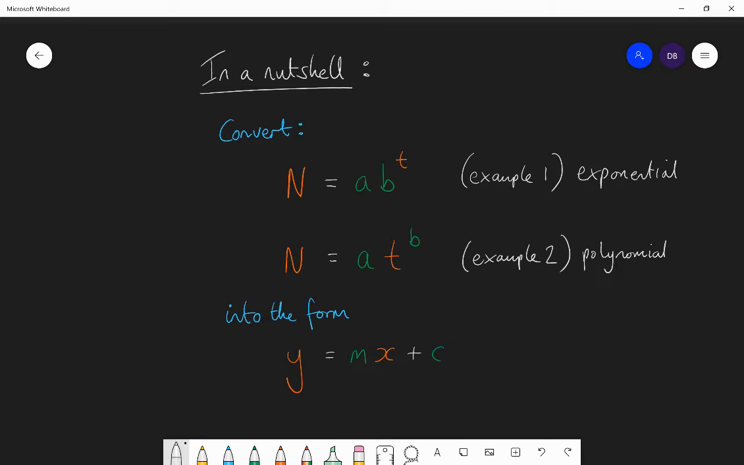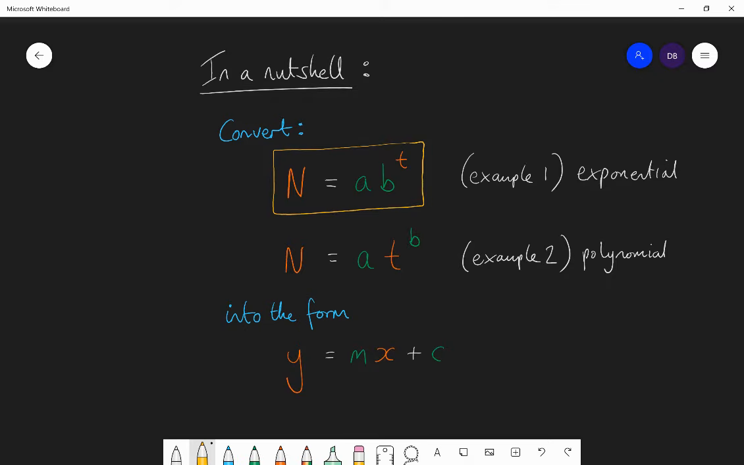So an exponential function will be of the form n equals a times b to the power of t, where n is the thing such as the number of bacteria, or the number of cases of coronavirus, etc. It's the value we're trying to find out. t would be the time, and a and b are just some constants. So some specific values, so that they will not change. The values that will change are the n and the t. So the red letters are the variables, and the green letters are your constants.